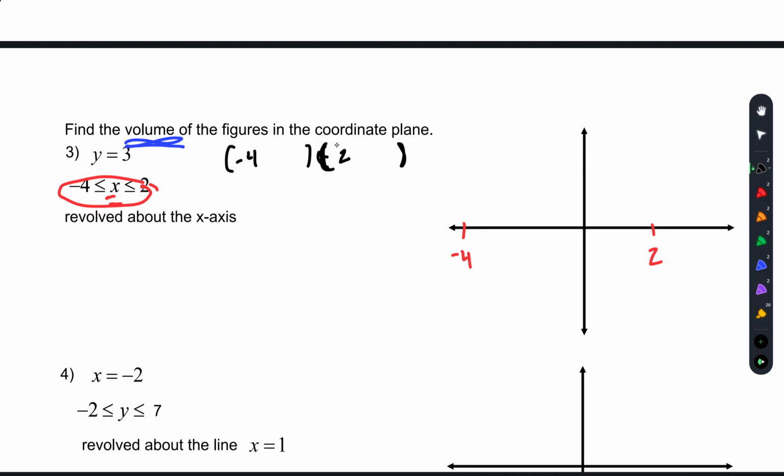What kind of line is y = 3? Anybody know? y = 3 is a horizontal line. So no matter what my x value is, my y value is just going to be 3.